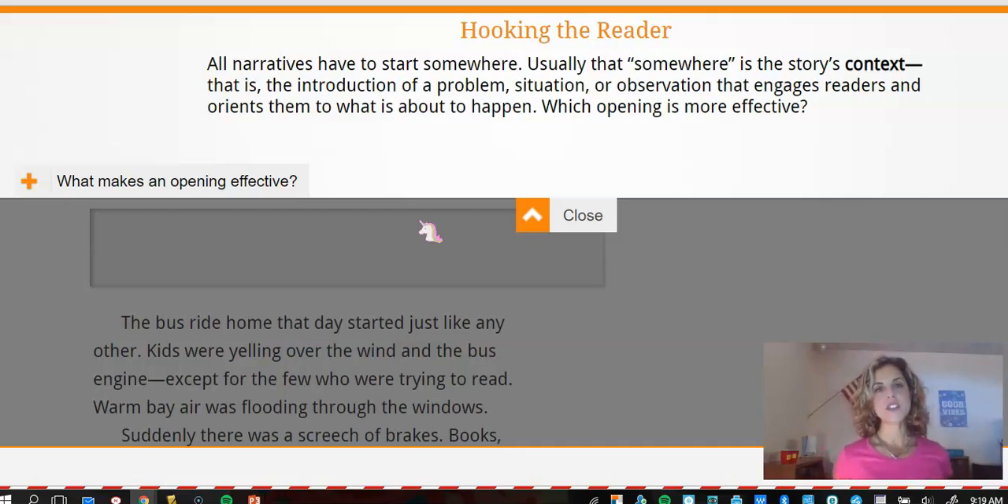All narratives have to start somewhere. Usually that somewhere is the story's context. That is the introduction of a problem, situation, or observation that engages readers and orients them to what is about to happen. Which opening is more effective? All right, so we're going to look at some effective openings. So now we know what context means, okay? So it's the introduction of a problem, situation, or observation that engages the reader.